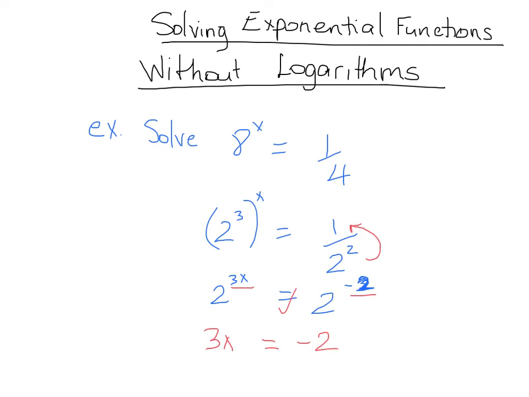Alright, so at this point, in order to isolate the x, we divide both sides by 3, and we get that x is equal to negative 2 over 3. And that's how you solve an exponential function without a log. Again, it doesn't always work. It only works if you can break both sides down to the same base. But when you can, it's a wonderful thing.